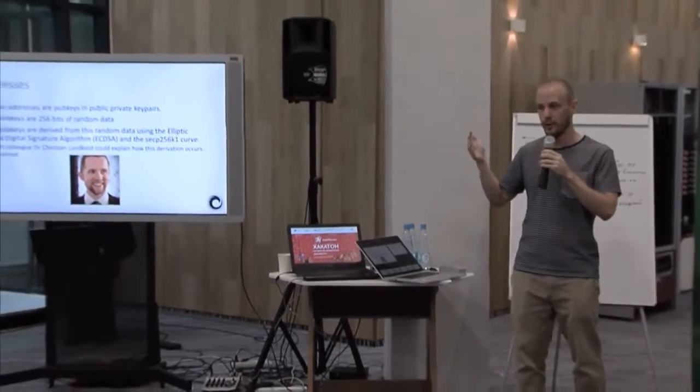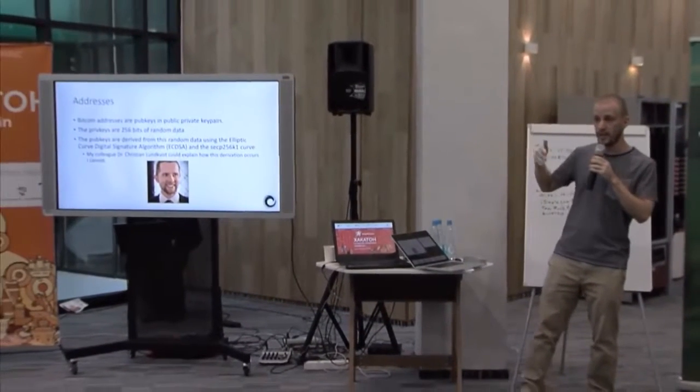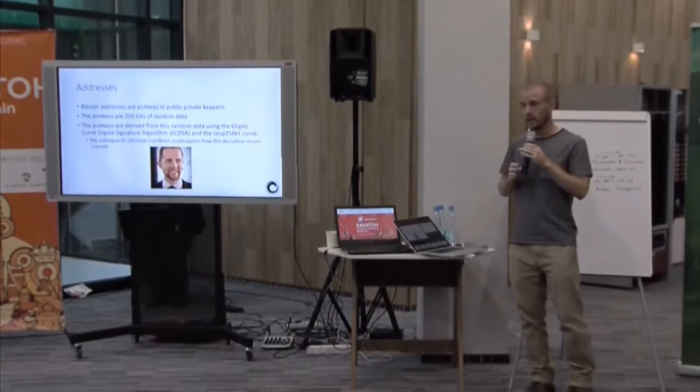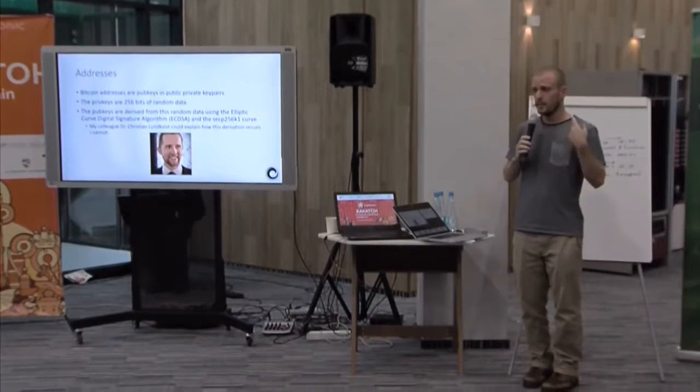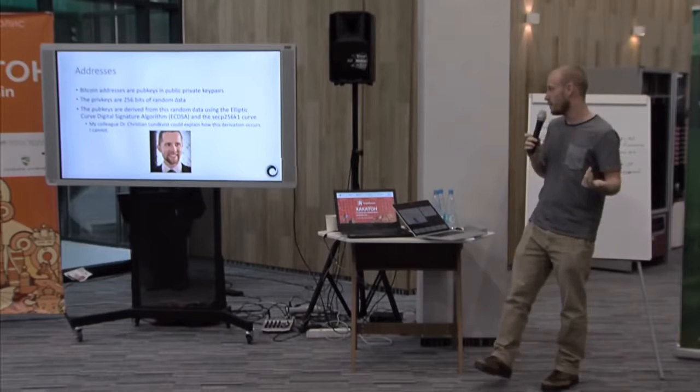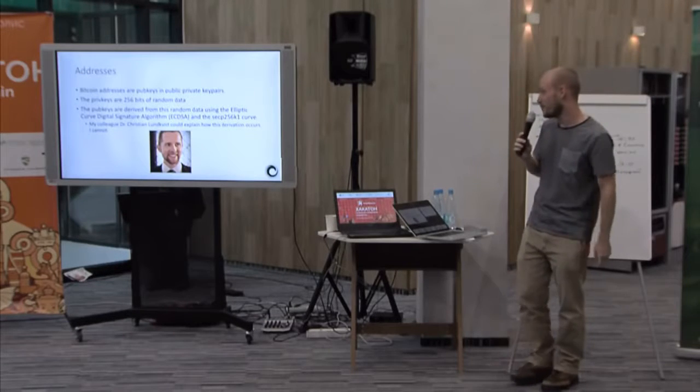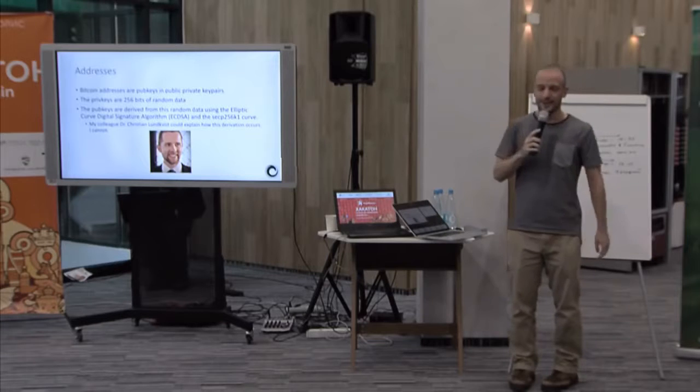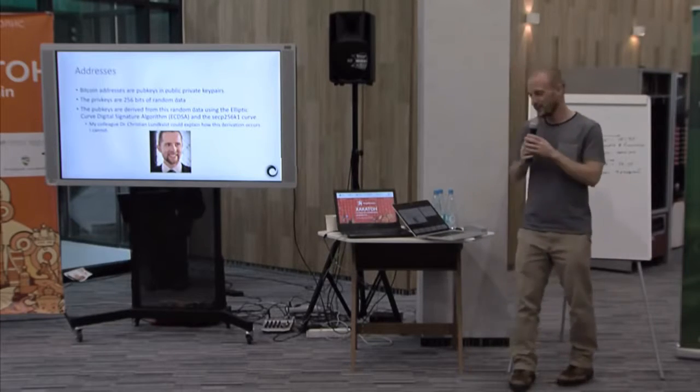Okay, finally, what are these addresses that we've been talking about? Like Alice and Bob, if Alice is sending 5 Bitcoin to Bob, she's sending 5 Bitcoin to Bob's address, right? So what are these addresses? They're public-private key pairs, like we talked about before. The private keys are just random data. The public keys are derived from that random data using, in Bitcoin's case, the elliptic curve digital signature algorithm, ECDSA, and the SECP256K1 curve, which you do not need to know about as developers, just trivia.